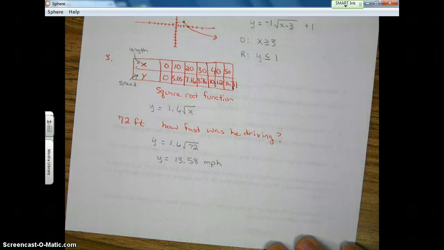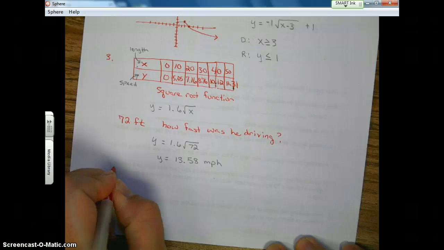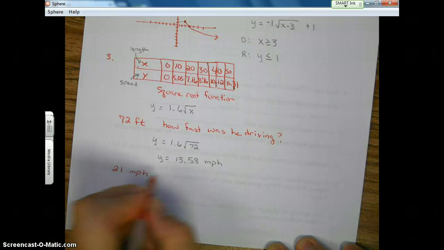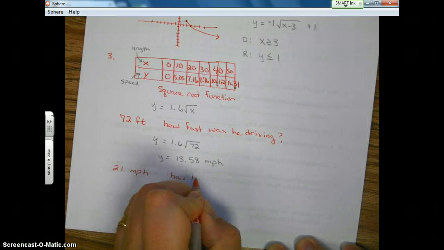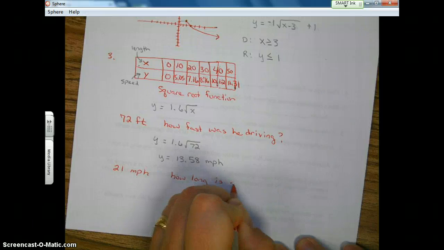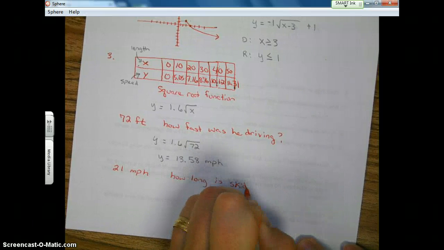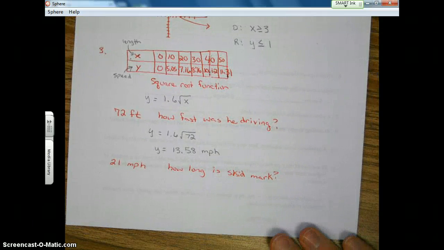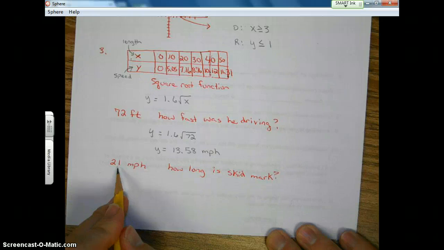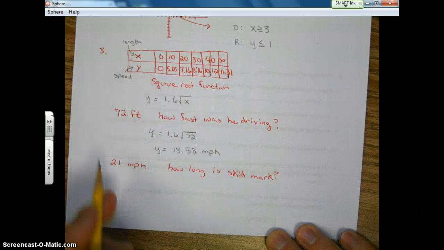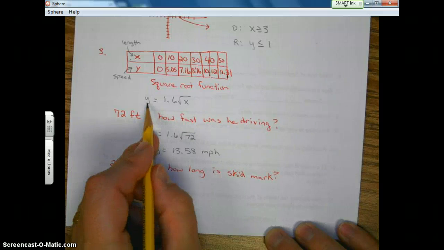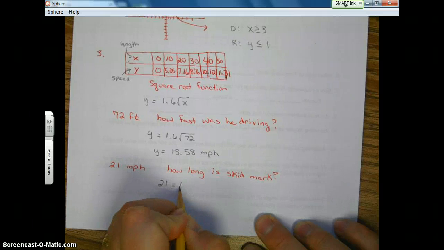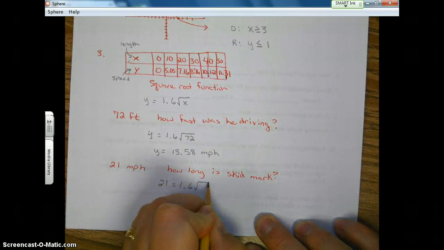Now, what if we're given the speed, say that they were going 21 miles per hour, and we want to know how long is the skid mark? Okay, well, again, we know the speed, and so we need to know that speed is y. So that means the speed goes in for y, and we're going to solve for x. So we'll have 21 equals 1.6, and I expect to see this work on your paper.